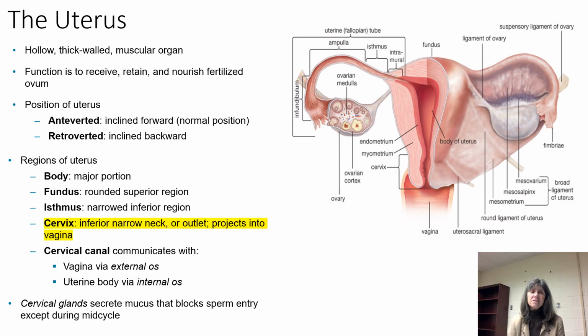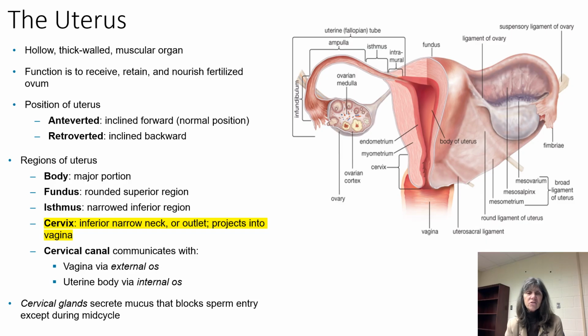There are different regions of the uterus that we can see in this picture. The upper region that's curved of the uterus is referred to as the fundus of the uterus. The major portion of the uterus is referred to as the body. There is a narrowing inferiorly of the uterus, which I don't see labeled on here, but that's called the isthmus.